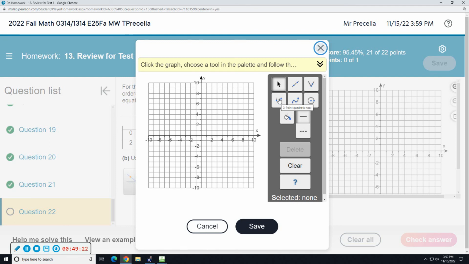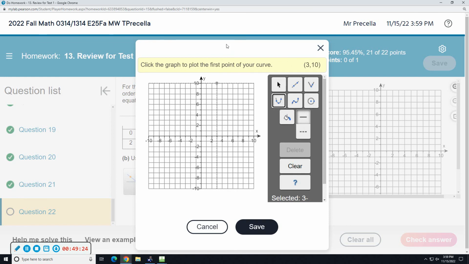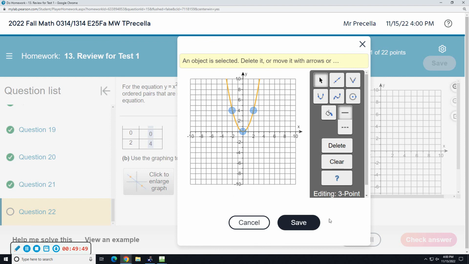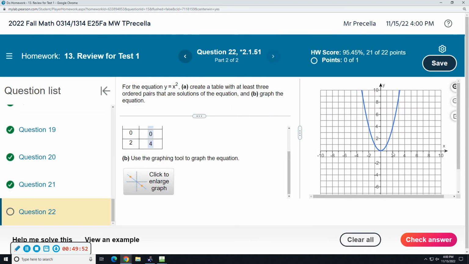So I'm going to click that tool, and it says plot the first point. Oh, what was the first point? I can't see it. It was a negative 2, positive 4. There's the first one. And then 0, 0. I can see that there. 0, 0. And finally, 2, 4. You save it, and that will transfer the graph to the original grid. Check answer.